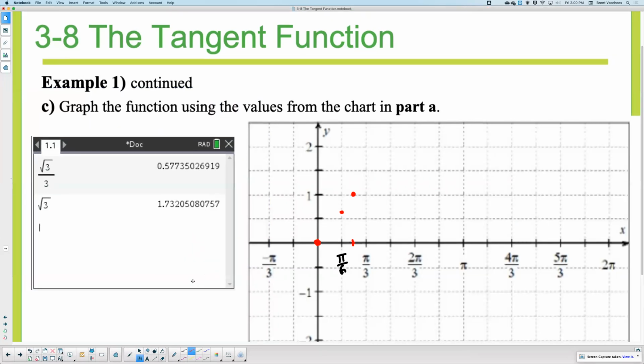Okay. So at pi over 3, we're going square root of 3, which is 1.73. That's just about halfway through. And then you're going to have your asymptote. This would be pi over 2. How do I know? Because we learned they're counting by pi over 6s. That's 1 pi over 6, 2 pi over 6, 3 pi over 6. 3 pi over 6 reduces to become pi over 2. So do an asymptote there.